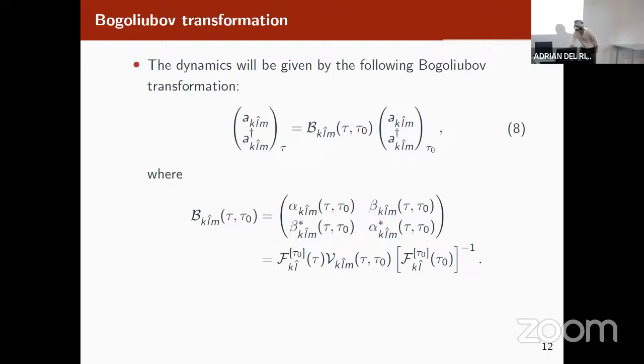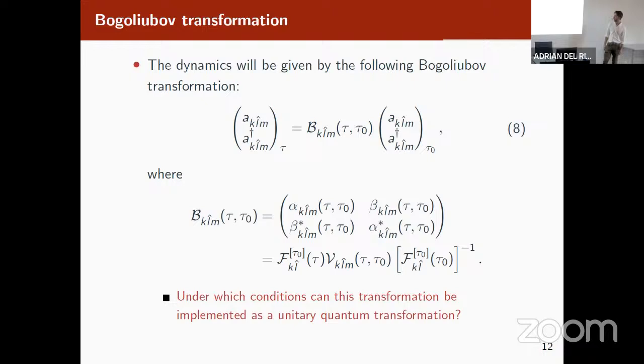Then the dynamics will be given by a Bogoliubov transformation, which will be of this form. And then we can ask ourselves, under which conditions can this transformation be implemented as a unitary quantum transformation? The answer is that this matrix over here has to be Hilbert-Schmidt. So in our case, we have to focus on the anti-diagonal part of it, so this beta and beta star. And it's equivalent to saying that the modulus squared of beta has to be square summable.